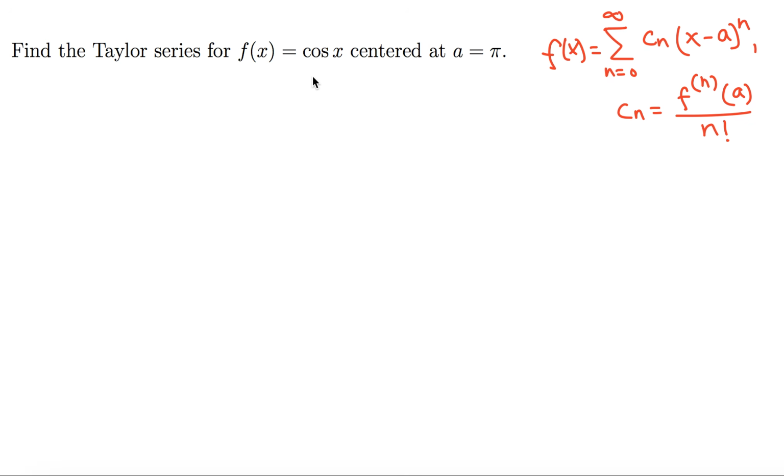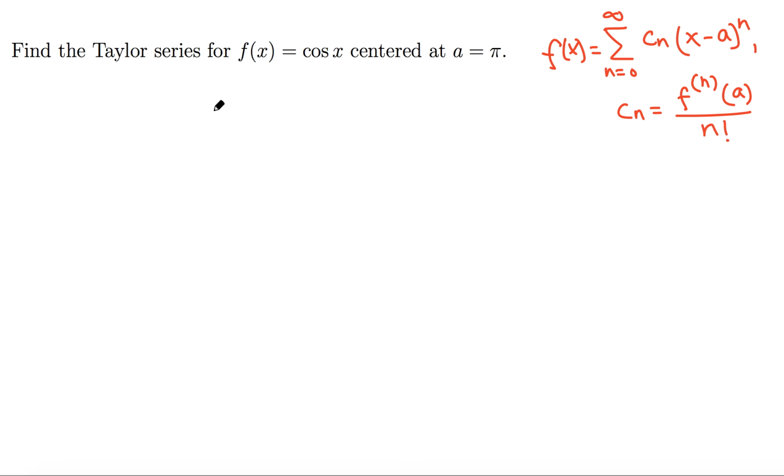The Taylor series for cosine x centered at a equals pi. We know that the Taylor series for a function f(x) is the sum from n equals 0 through infinity of c_n times (x minus a) raised to n, where a is the center. And these c_n's, we need to determine them, are found using this formula: c_n equals the nth derivative of the function evaluated at the center, divided by n factorial.